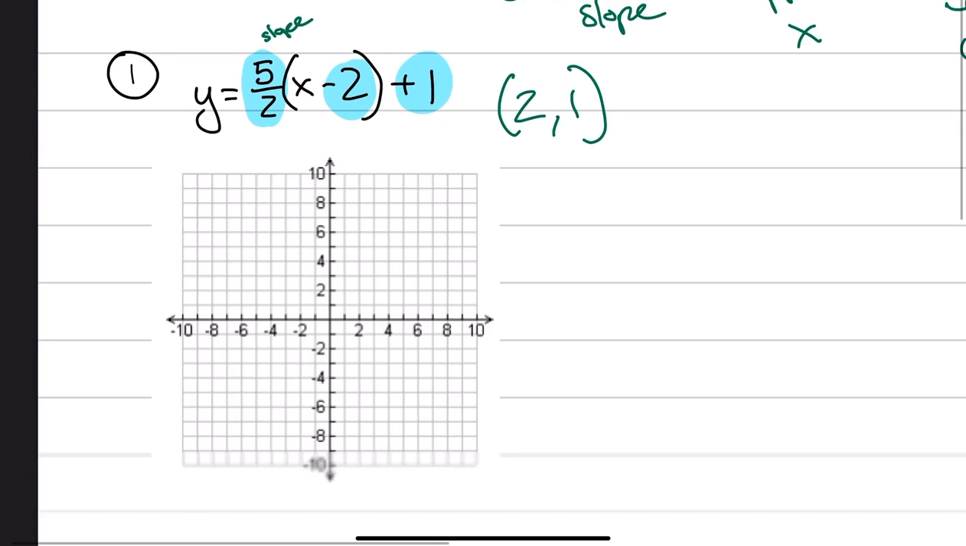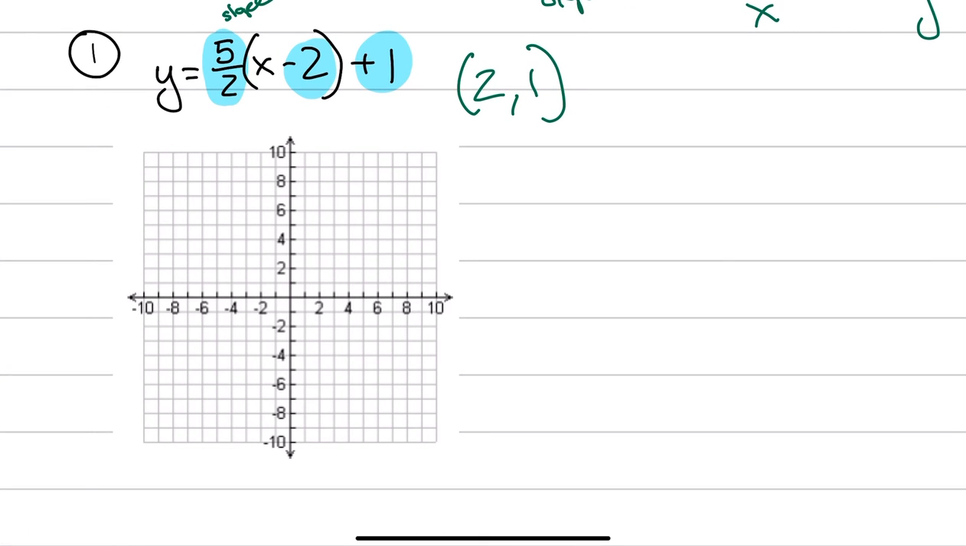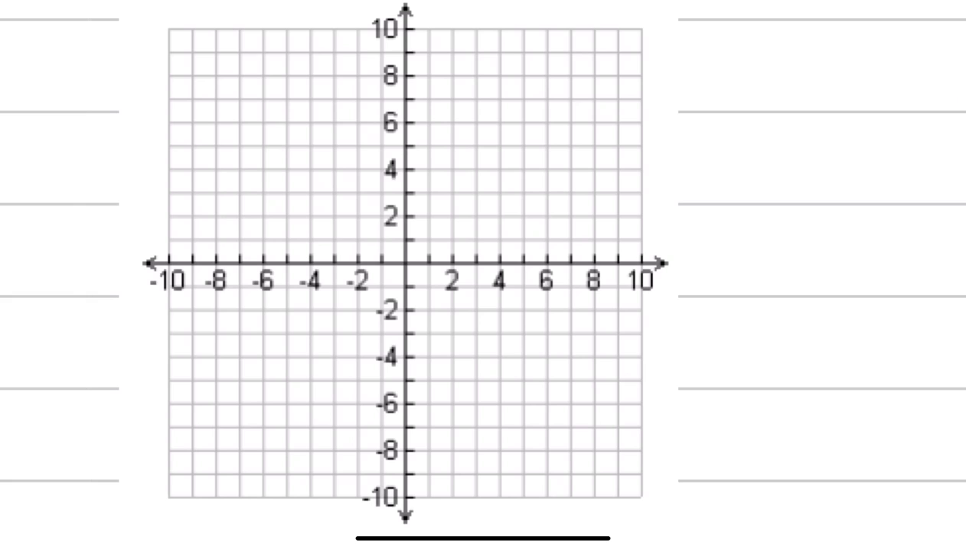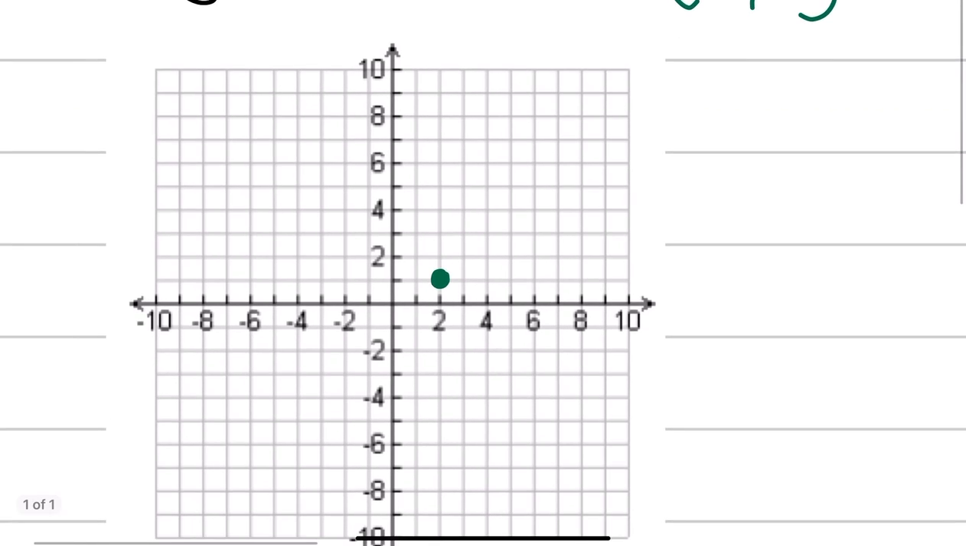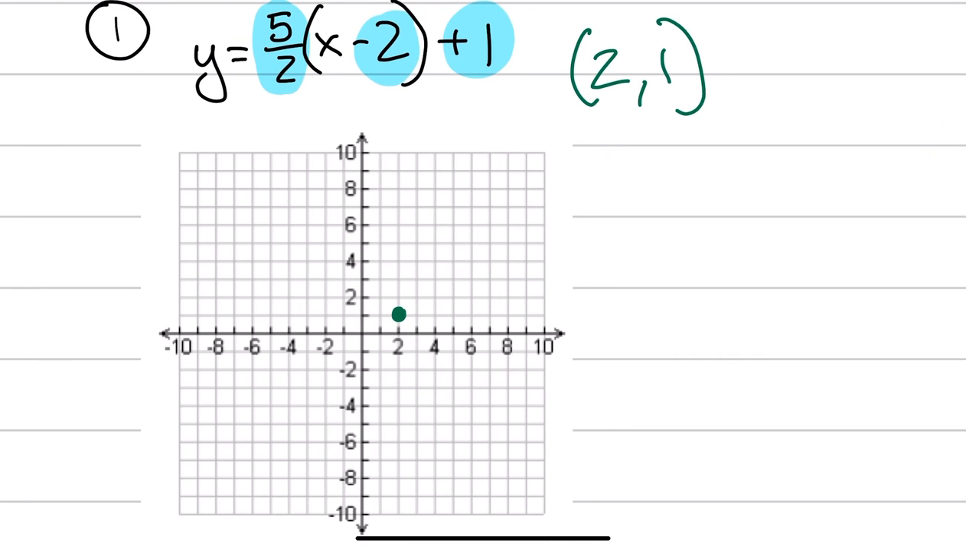All right, so a lot like our slope-intercept form, we're going to go in with our point first. So we have 2, 1. So I'm going to look at my graph here. I am going to start at 0. I'm going to go over to positive 2 and then up 1. So that is where my first point is going to be. Cool. All right, and then we said our slope was 5 over 2. So I'm going to start at the point that I just put down. I'm going to go up 5, 1, 2, 3, 4, 5, over 1, 2, right here.